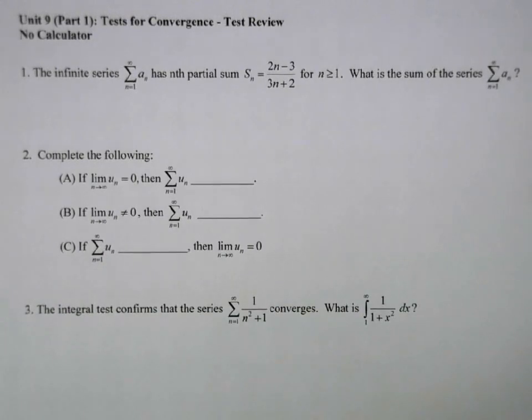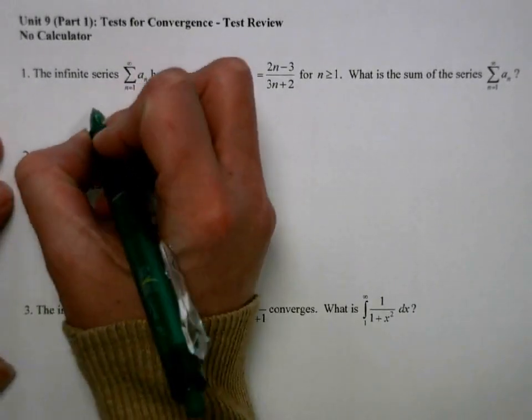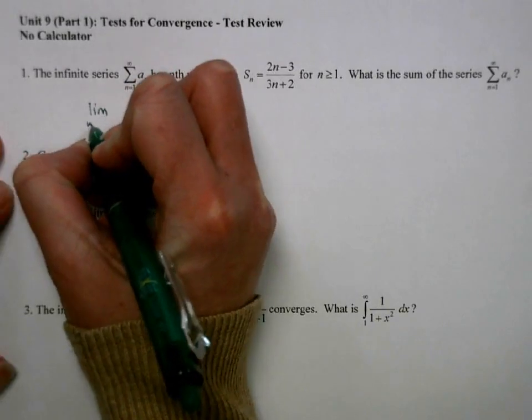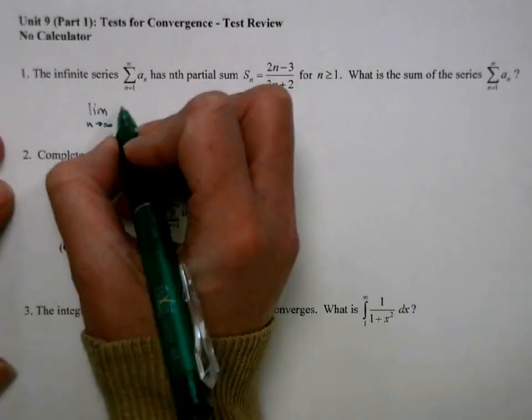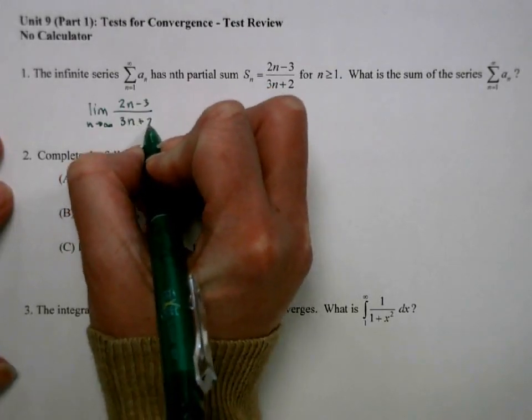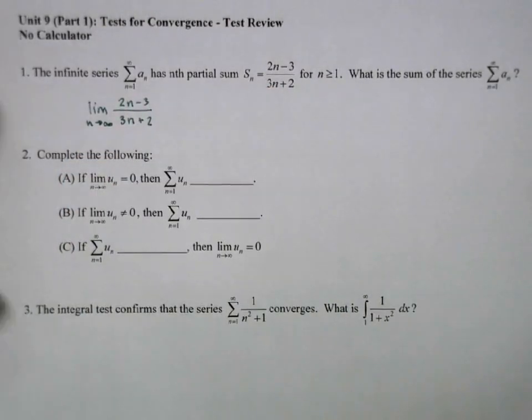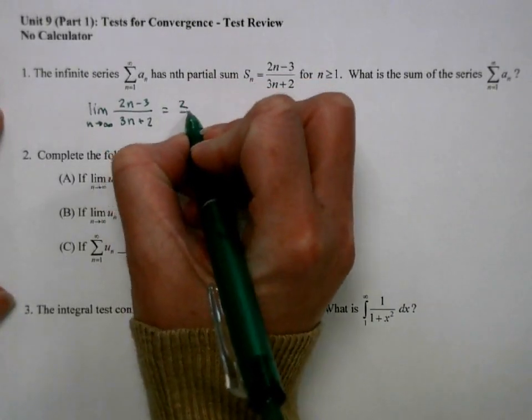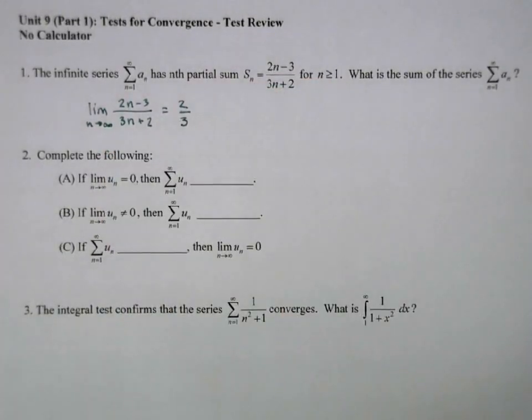First question: the infinite series a_n has the nth partial sum S_n equals (2n minus 3) over (3n plus 2). What is the sum of the series? Well, if we have a formula for the partial sum, then the sum is going to be the limit as n goes to infinity of that partial sum. It's one of the few cases where, if we have this information, we can actually find a value for the sum. The limit is 2/3, so the sum would be 2/3.